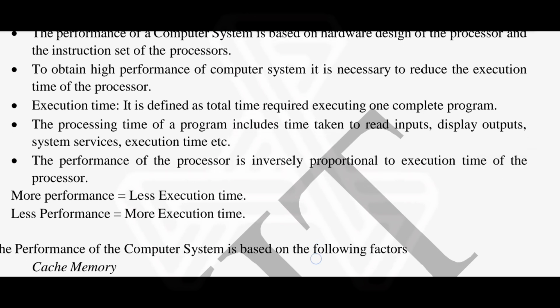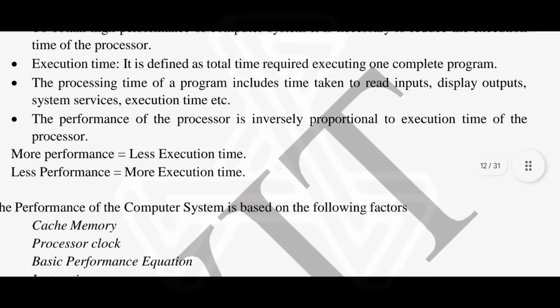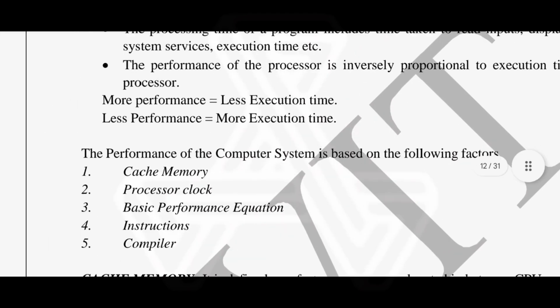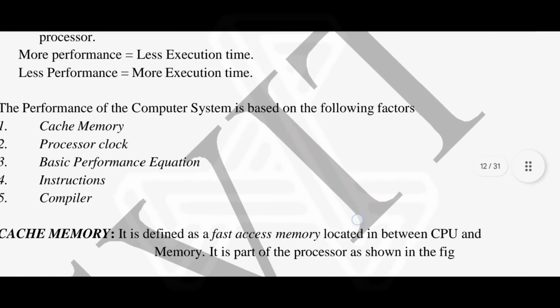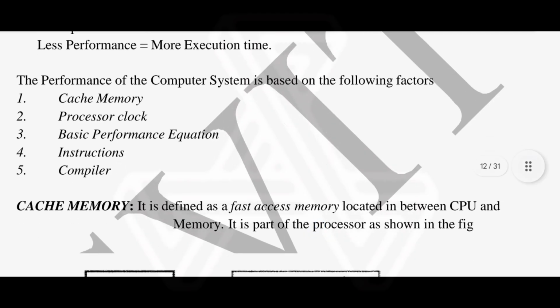The performance of the processor is inversely proportional to the execution time of the processor. More performance, less execution time; less performance, more execution time. Performance of the computer system is based on the following factors: cache memory, processor clock, basic performance equation, instructions, compiler.